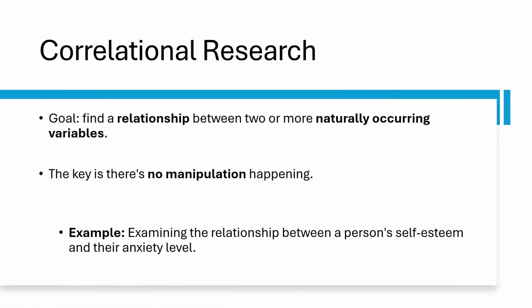Next is correlational research. This aims to find a relationship between two or more naturally occurring variables. The key is there is no manipulation happening. That's the reason it is called as naturally occurring variable. Example for correlational research will be examining the relationship between a person's self-esteem and their anxiety level.